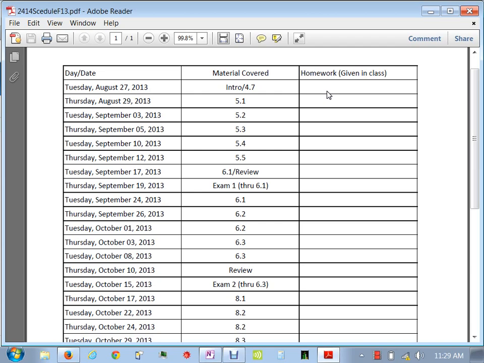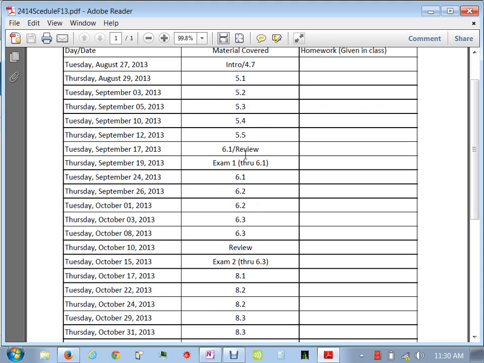I do that because I don't really know how we're going to do every day. I don't know how far we're going to get into a section, so there's no sense in me locking us into something if we don't cover it. So right now, I don't know. Those are the sections, though, that we do plan on covering. So we're going to start with 4.7, 5.1, 5.2. We'll go in order through the book. We'll have a review.